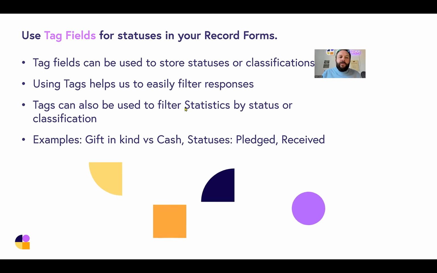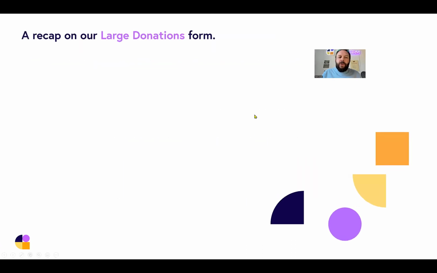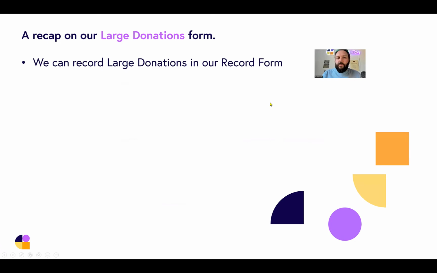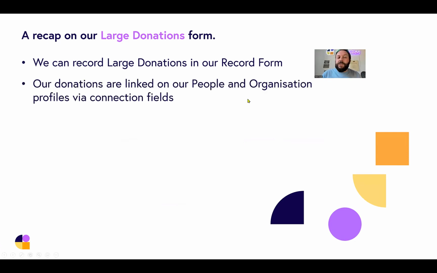Okay, wonderful. So just a little recap then of what we've learned looking at our donations form. We can record large donations in a record form. Obviously, we can record lots of different things in the record forms. Those donations can be linked to people and organizations. And I'm going to show you in our system, in the Blue Peter system, some of these examples in a moment.